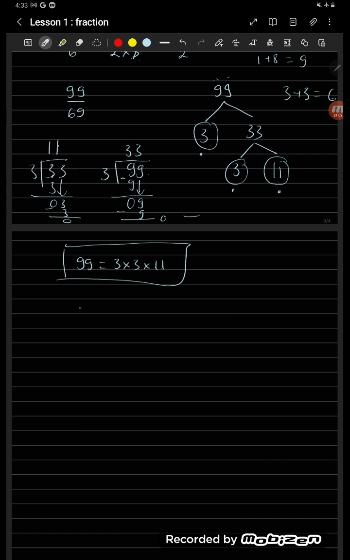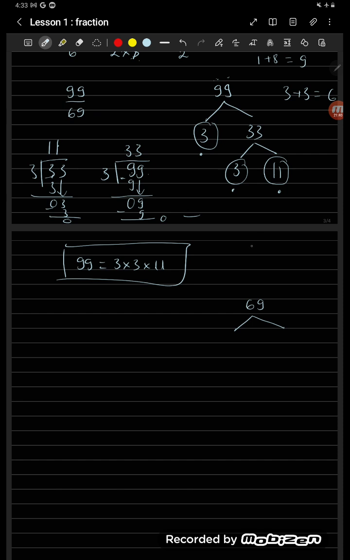Okay, so 69, so let's check. Of course, is 69 a prime number or not? So we must check to see if 69 can be written as a product of any prime numbers or not. Okay, so 69, because the ending number is 9, it's not an even number, it's an odd number, so that's why it cannot divide by 2. So ignore 2. So let's start with 3.